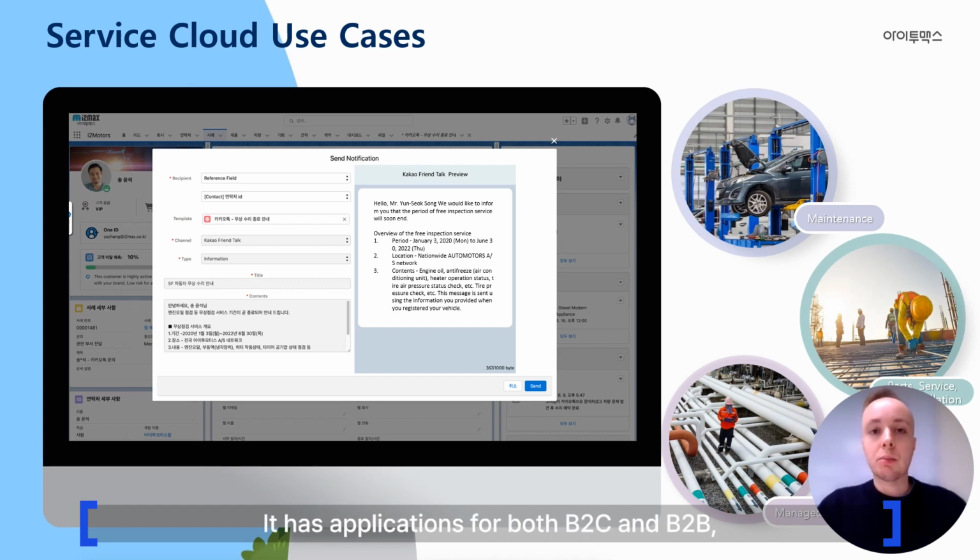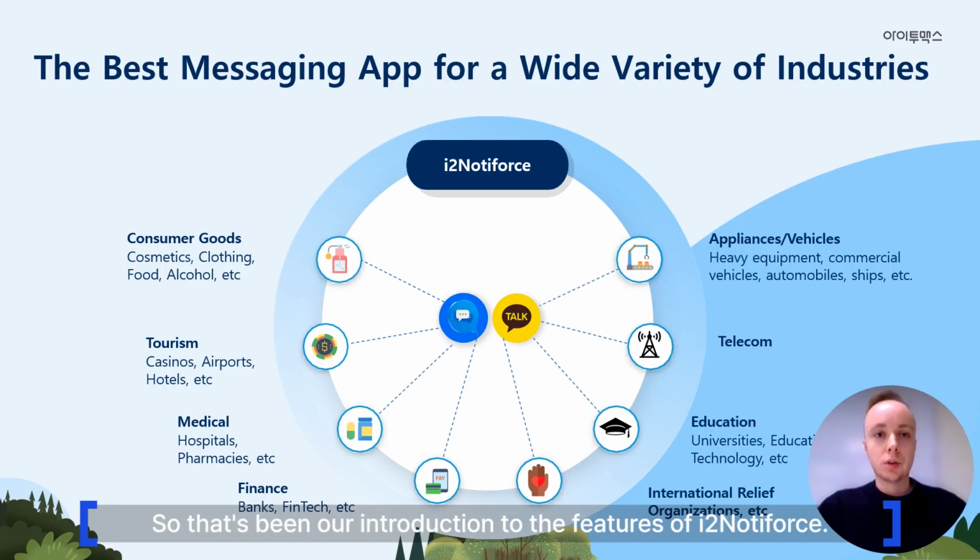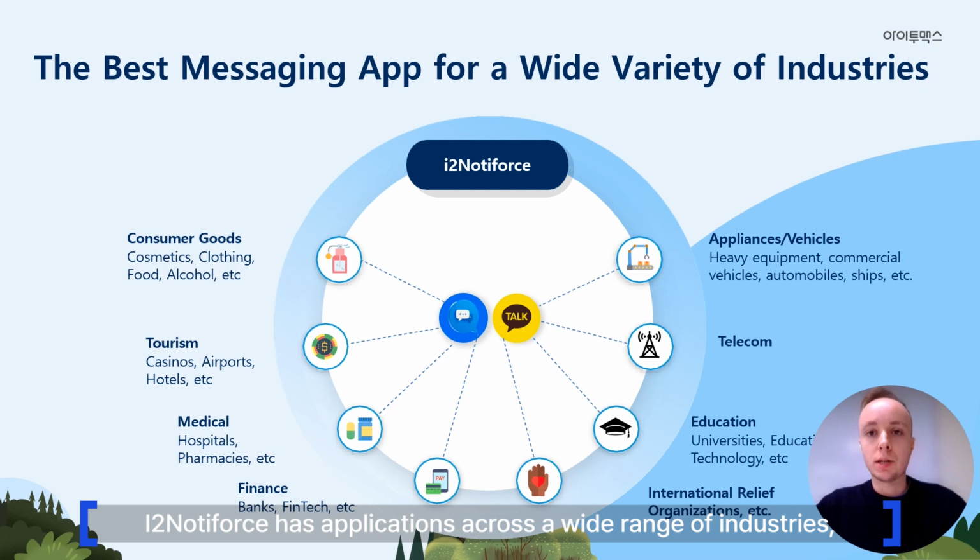i2 Notiforce has applications for both B2C and B2B and can be used to send after-sales service or trade-in information after a customer's purchase, or to send complicated service advice that is difficult to convey verbally or that the customer may not remember. You can make your customers feel like they are truly cared for, helping to ensure their loyalty to your brand. So that has been our introduction to the features of i2 Notiforce. Combined with Salesforce core solutions, i2Notiforce has applications across a wide range of industries, from B2C consumer goods to B2B manufacturing.